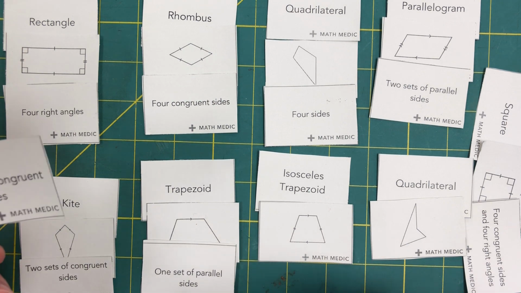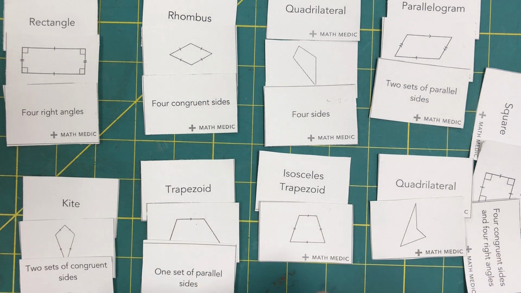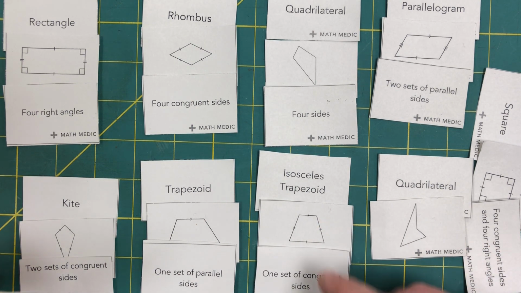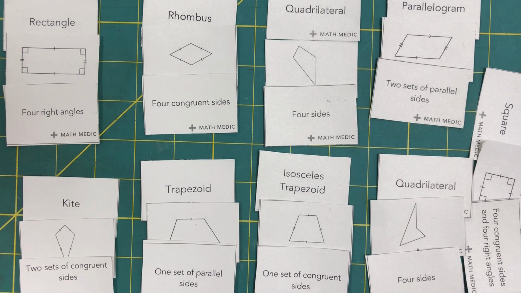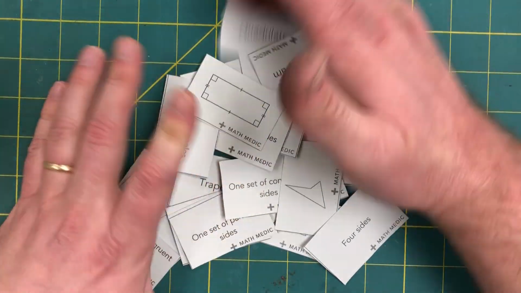Let's see, one set of congruent sides. This only has one set of congruent sides. It also has one set of parallel sides, but they didn't include that in quadrilateral. So that's my version of, like, if I was doing this card sort. There we go, that's everything. Let me mix it all back up.